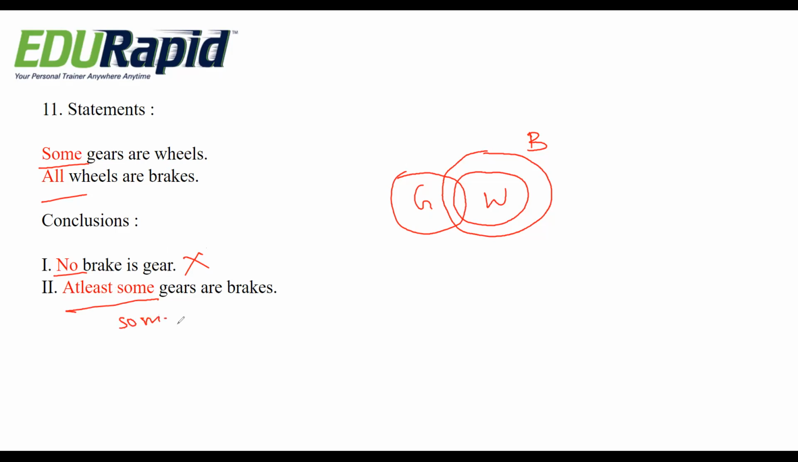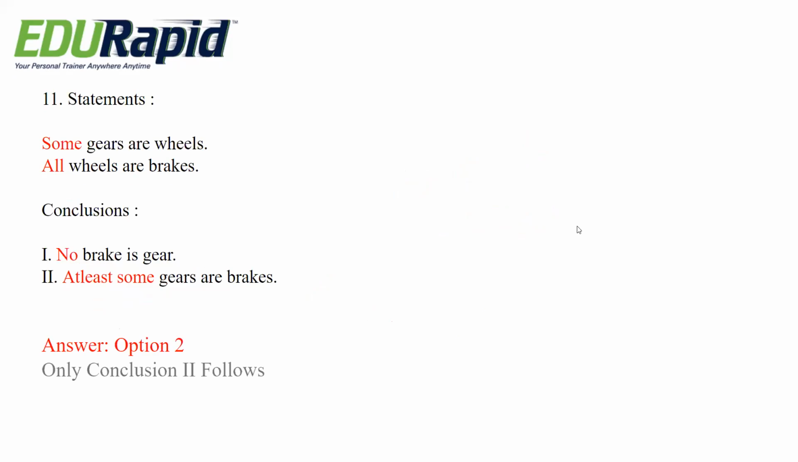At least some means some. Some gears are brakes. Yes, it follows, because some means it is directly connected to each other. Circle G and B. So some gears are brakes follows. So we can say that only conclusion 2 follows. That is option 2. Only conclusion 2 follows.